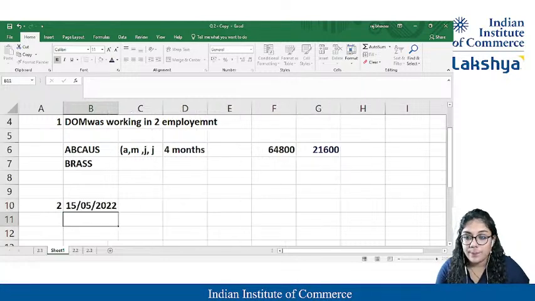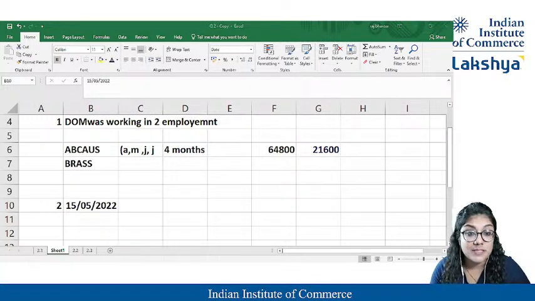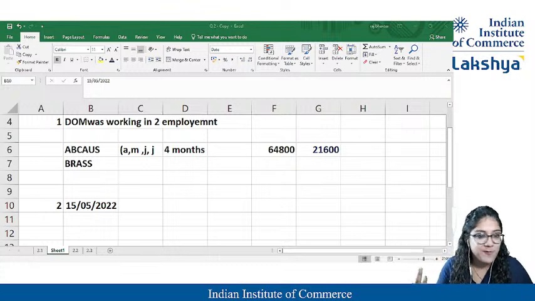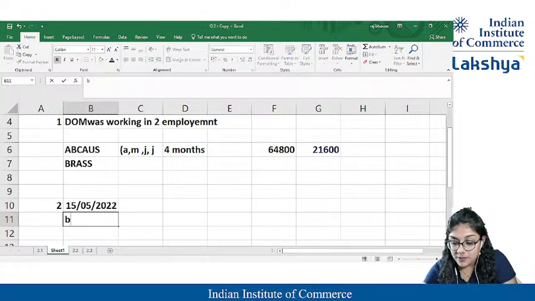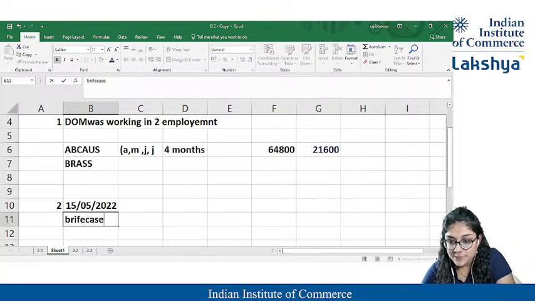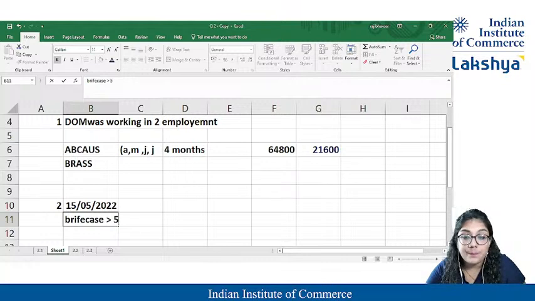15/5/2022. Whose preparations are already done, guys, you can obviously watch me at 1.5x, that will never be an issue, right? Okay. On 15/5/2022, the employee has received a briefcase, which is worth more than £50.